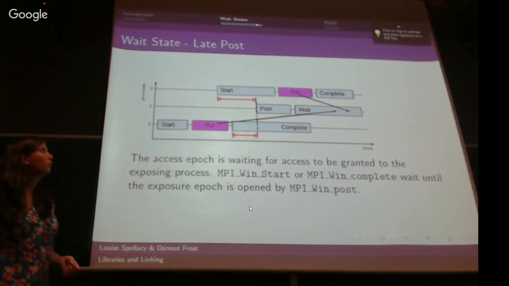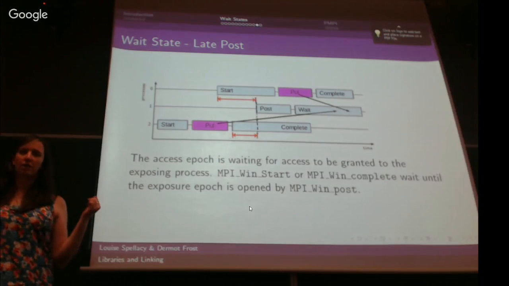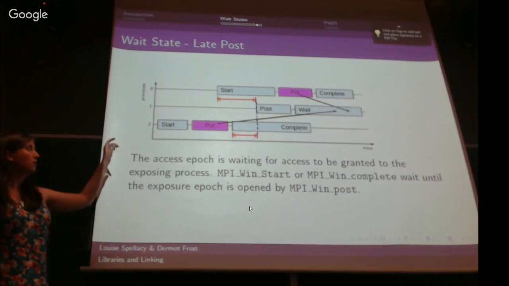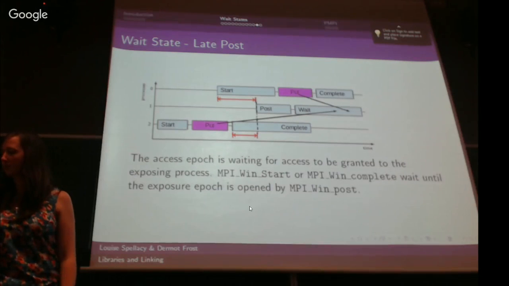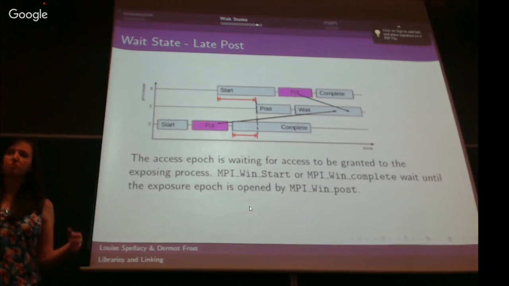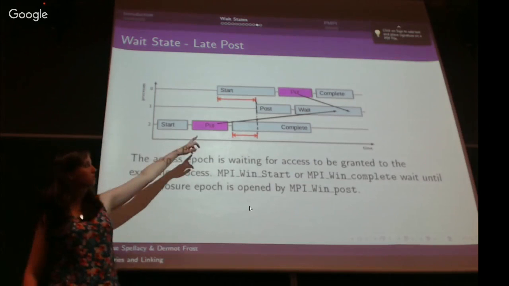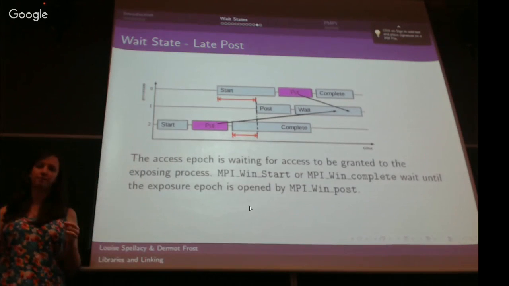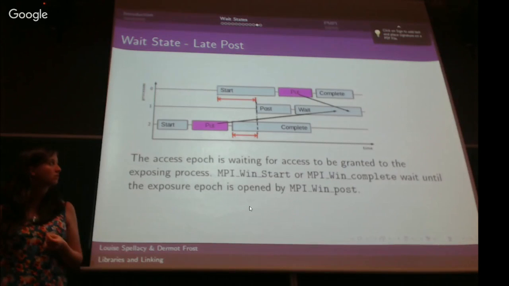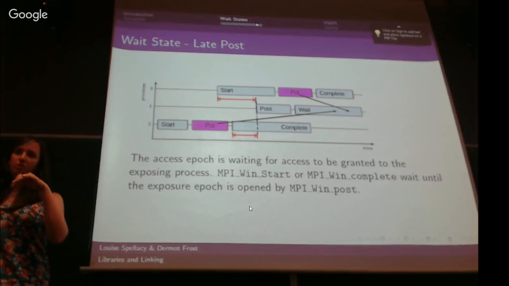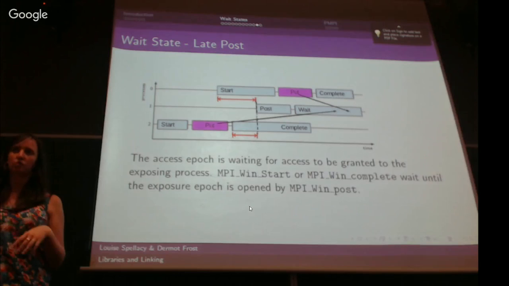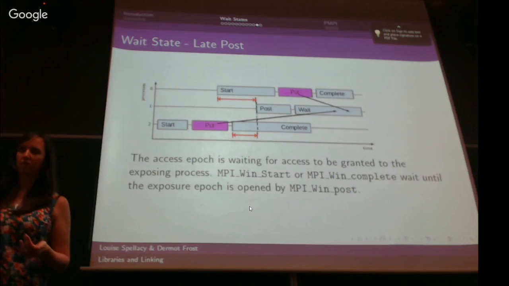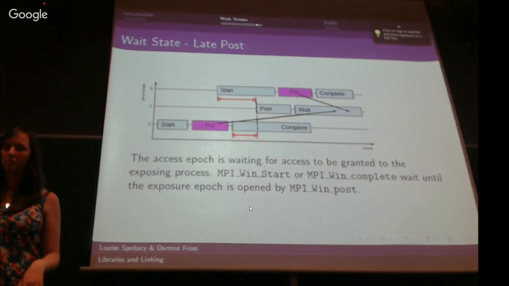Okay, and you can wait in start or complete depending on how your MPI has been implemented, because either start or complete is defined as blocking depending on your implementation. So it can happen on multiple processes. There are waits happening on both of these processes because the post has been run later than everybody else. Okay, put is for putting information into the open memory, and get is for taking it out, or accumulate is for doing an action on the data that's in the memory.